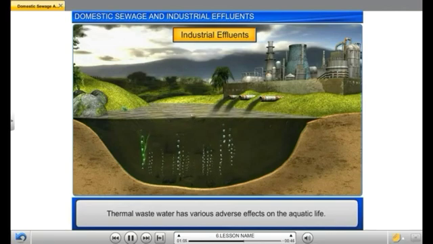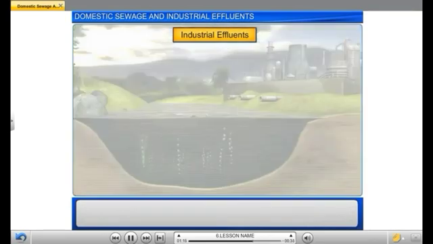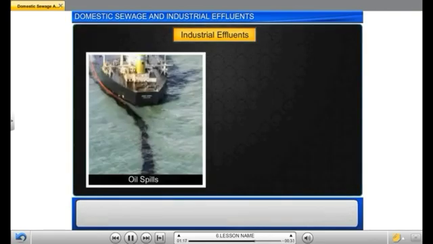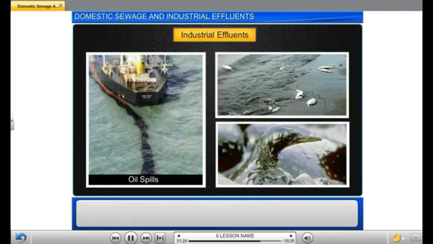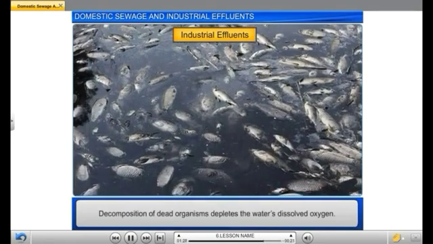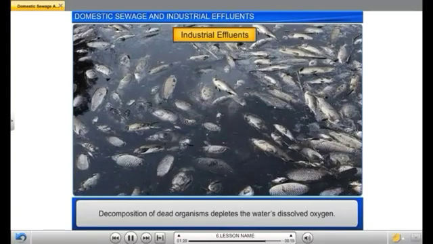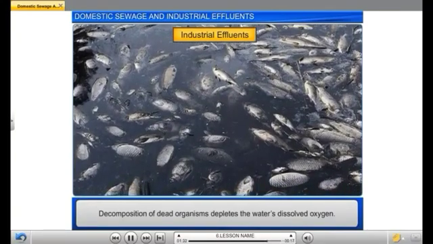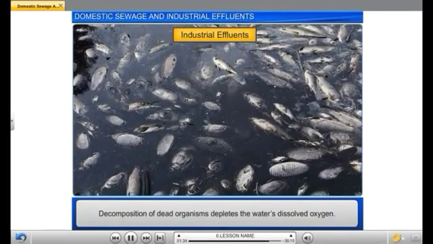It can kill or reduce the number of organisms sensitive to high temperatures and can also damage indigenous flora and fauna. Apart from thermal wastes, oil spills too can contaminate water bodies and, in the process, kill aquatic life. The decomposition of these dead organisms further depletes the water's dissolved oxygen, choking the water body to death.